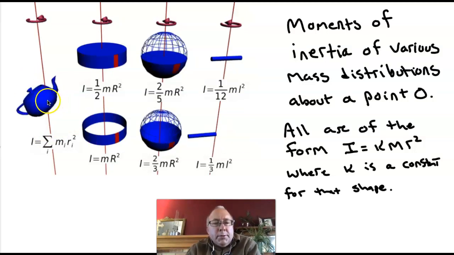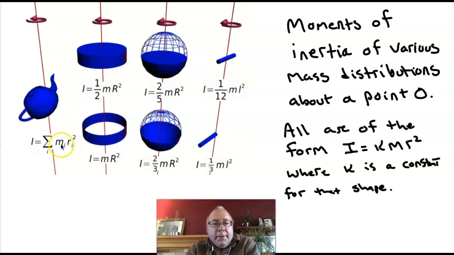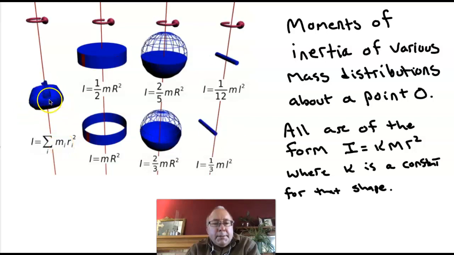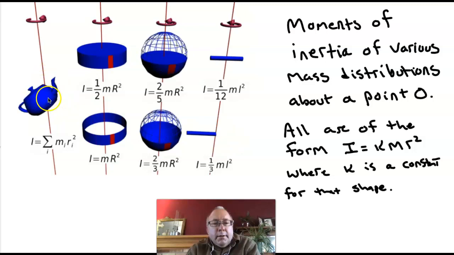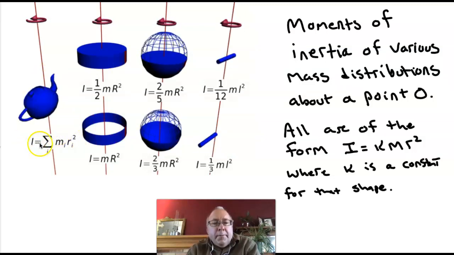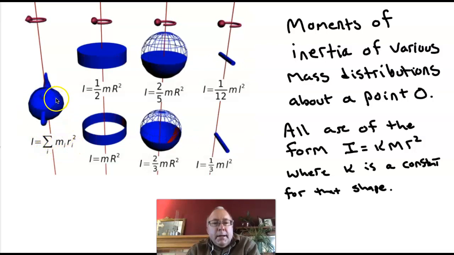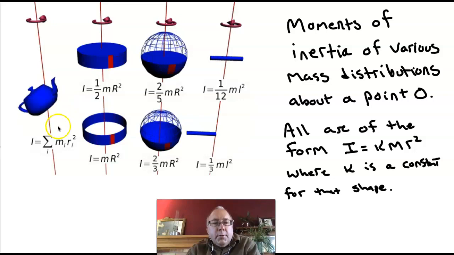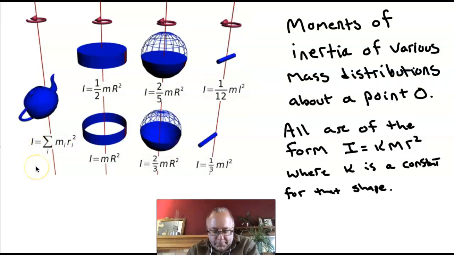Any shape that's rotated about an axis has some little element of mass, you could call it m sub i, some little piece of the object, a distance r sub i away from the rotational axis. And really, the total moment of inertia, you have to sum up all of those ith masses at their r distance away. And if you add all those up, that gives you the total moment of inertia for the object.